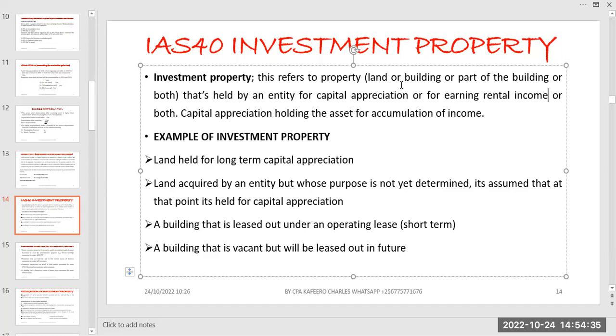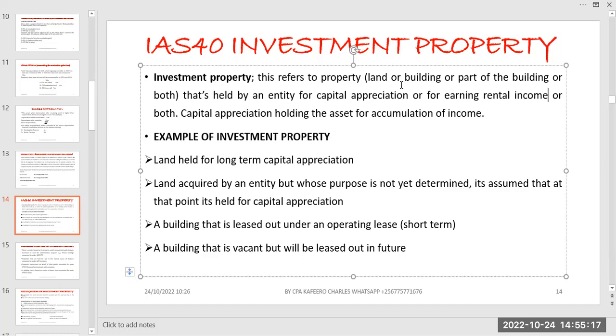Then the other one, we can talk about a building that is leased out under operating lease. Operating lease, we shall talk about it when we go to IFRS 16. Those are leases, and that's where we will look at the finance lease and the operating lease. But what you need to know from here is that operating leases are short-term leases. You lease the asset, maybe if the useful life of the asset is 10 years, you lease it for like 3 years. So the owner still has the 7 years of ownership.